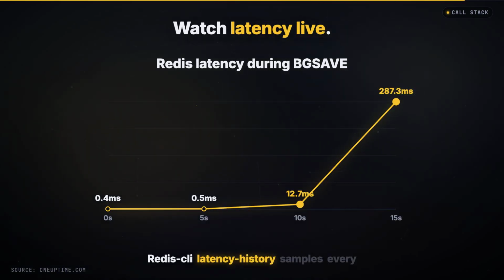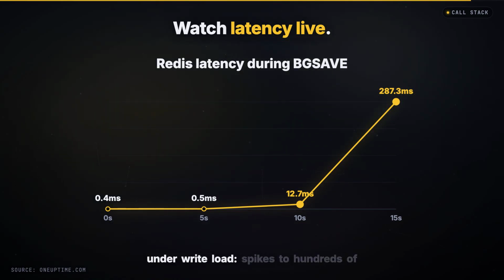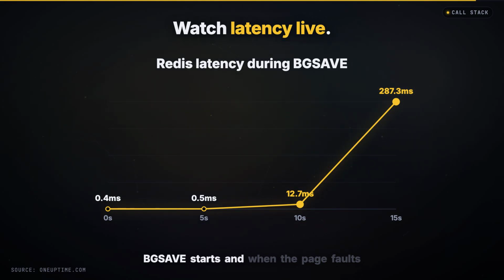Watch latency in real time. redis-cli --latency-history samples every second. Before snapshot, sub-millisecond. During copy-on-write under write load, spikes to hundreds of milliseconds. You can see the exact moment BGSAVE starts and when the page faults begin hitting the event loop.